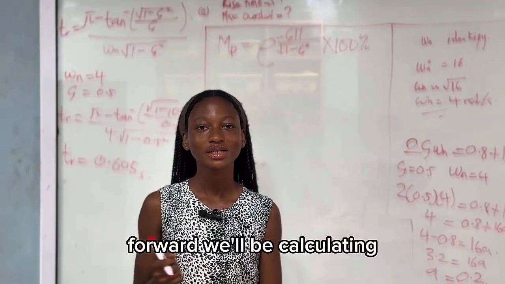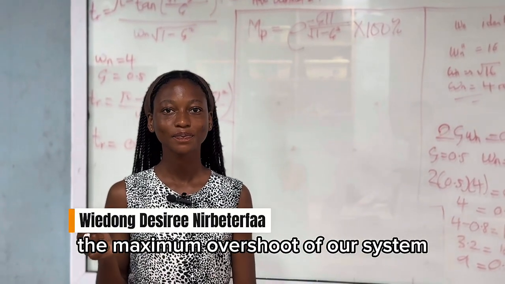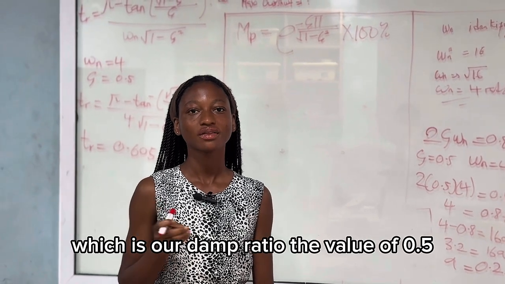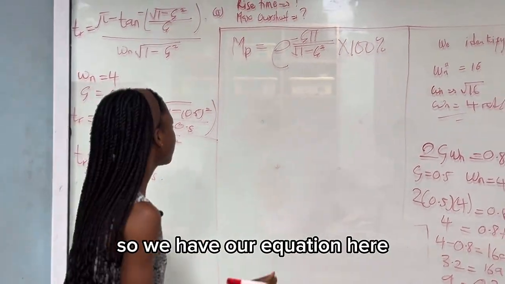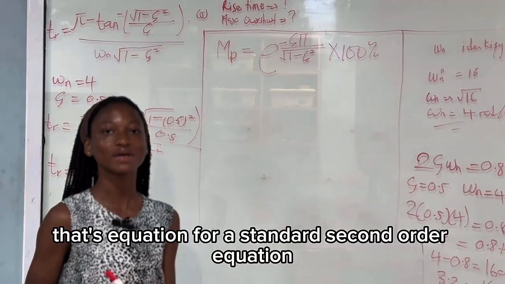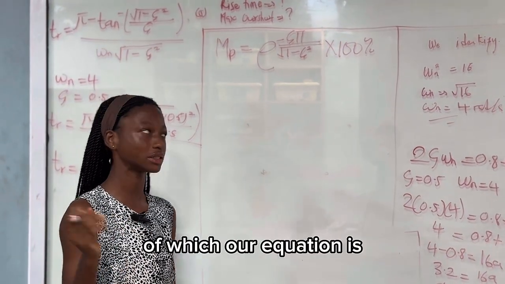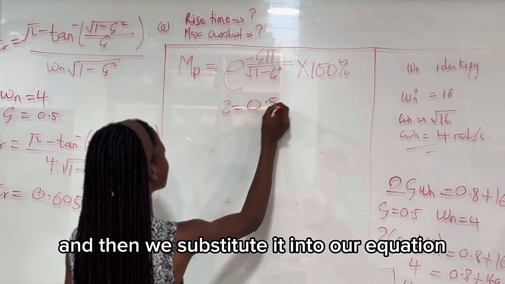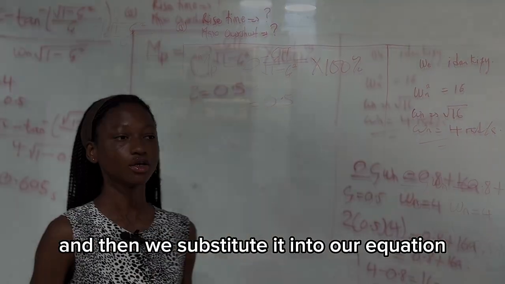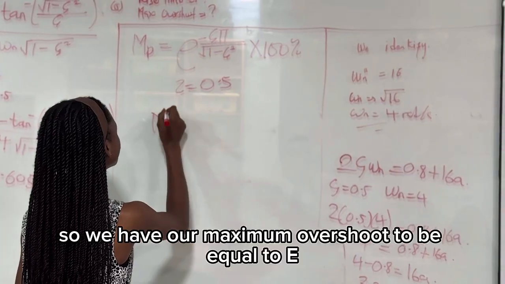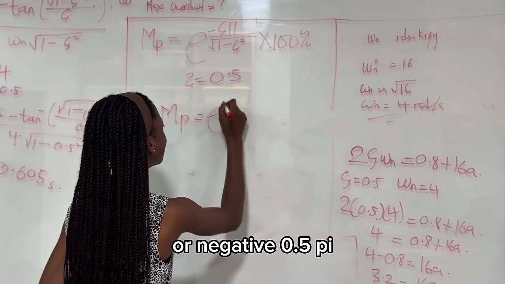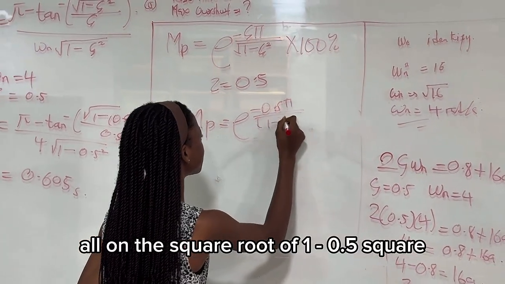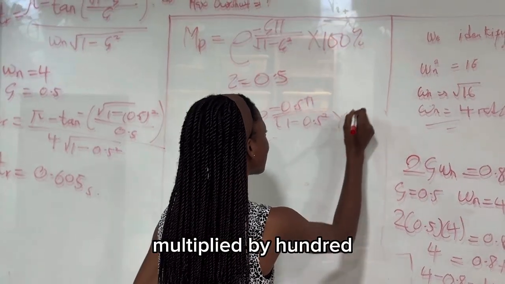Next, we'll be calculating the maximum overshoot of our system. To calculate the maximum overshoot, we only need the value of zeta, which is our damping ratio, 0.5. So we have our equation here, the equation for a standard second order system, which is what our equation is. We substitute zeta equals 0.5 into it, so the maximum overshoot equals e to the power of negative 0.5 pi, all over the square root of 1 minus 0.5 squared, multiplied by 100.